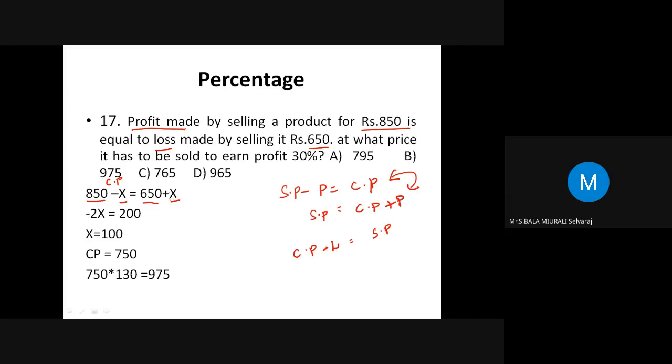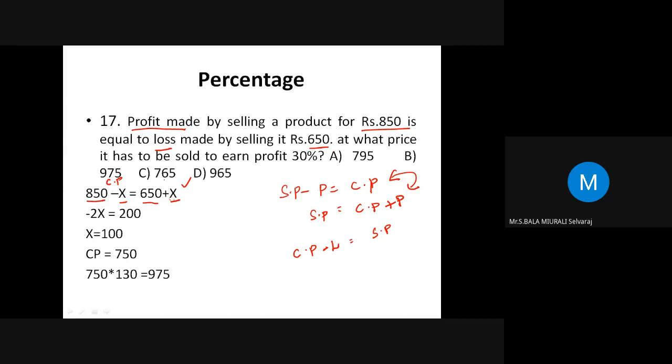So here they made a loss. This X is the loss amount and here this X is the profit amount. So with the 650 selling price, they are adding the loss to know the actual cost price. Understood this part? 650 plus X. Yes, sir. They mentioned that the loss and the profit amount are the same. That's why we keep it as X, X. Otherwise, it will be X, Y.